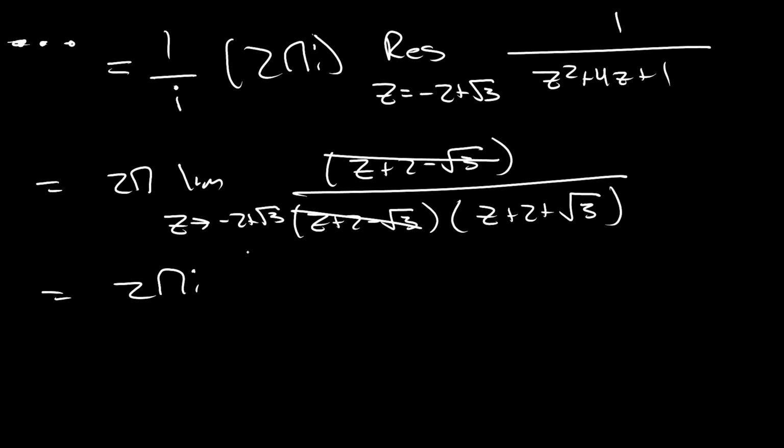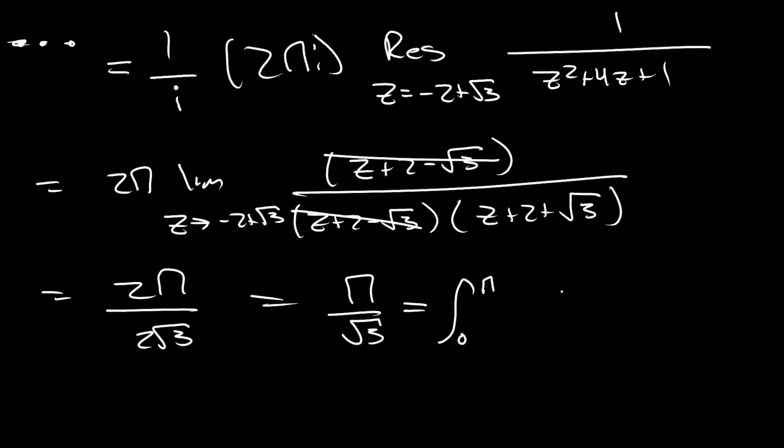I'm sorry, not the i. I'm so used to having the i there from Cauchy's residue theorem. So we're going to have 2 pi divided by 2 root 3 in the denominator. Our 2's are going to cancel, so you're going to get pi over root 3, which actually looks a little bit interesting. Remember, we had that factor of 1/2, so this is going to equal our integral from 0 to pi of 1 divided by 2 plus cosine theta d theta, which is our final solution.